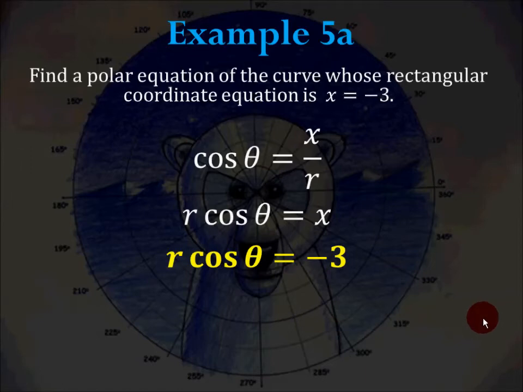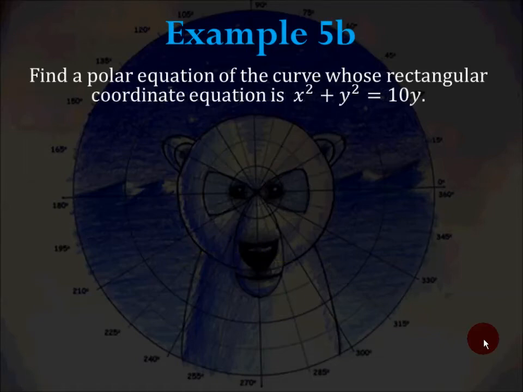Now, for polar form, there is no universal form. You could have r equals something or cosine theta equals something with an r. It doesn't really matter, but in this case, r cosine theta equals negative 3, and you're done. 5b, find a polar equation of the curve whose rectangular coordinate equation is x squared plus y squared equals 10y.